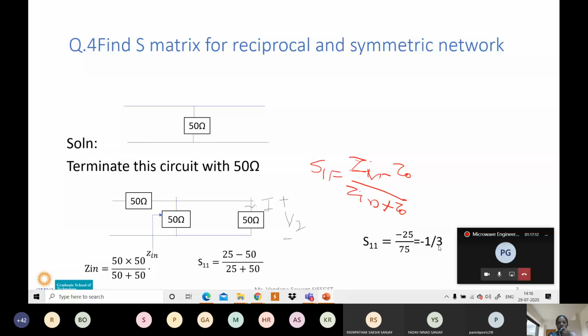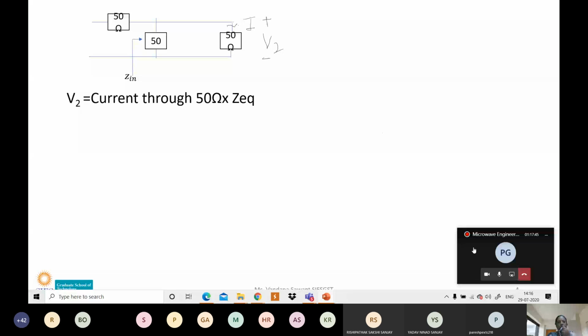Okay. Then next, as it is symmetric, S11 is equal to S22, so there is no need to calculate S22. Now we have to calculate S12 and S21. To calculate S12 and S21 we have to take a formula in terms of the voltages. S12 and S21 formulas are not available only in terms of the impedances, so we have to introduce the voltages and currents over here.